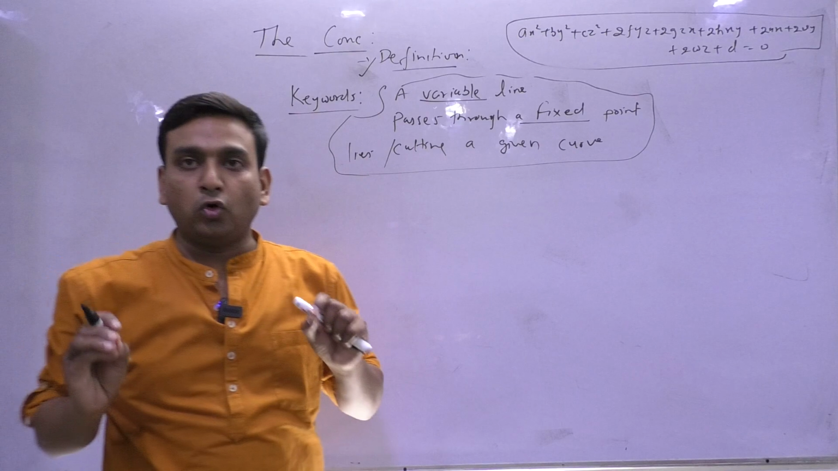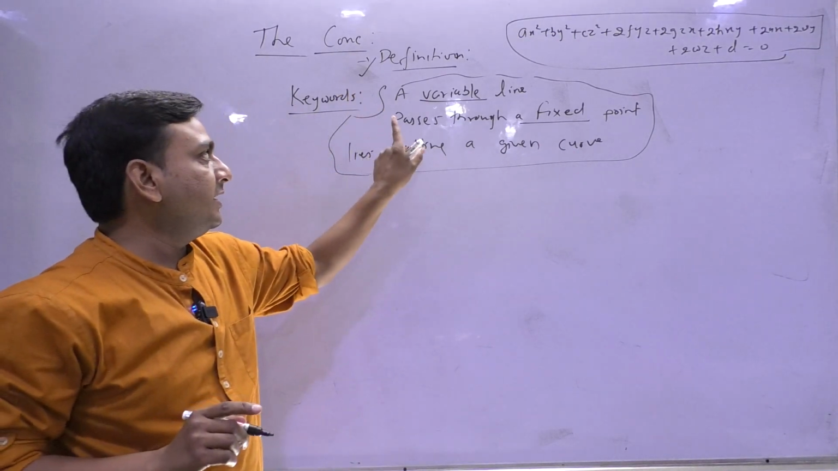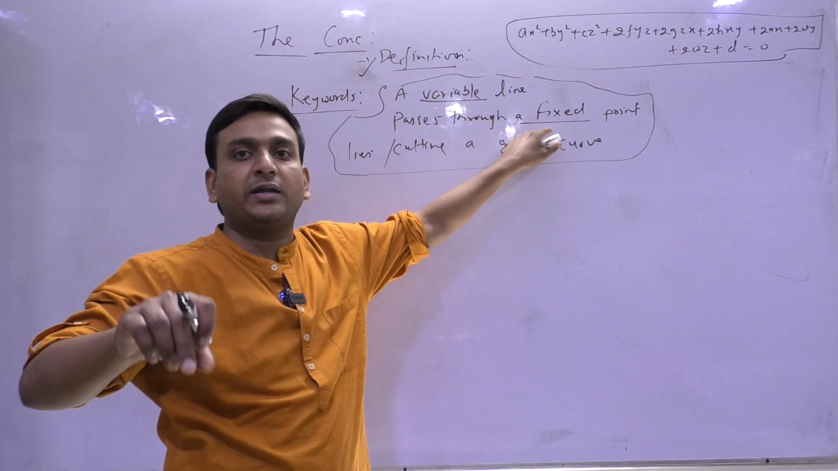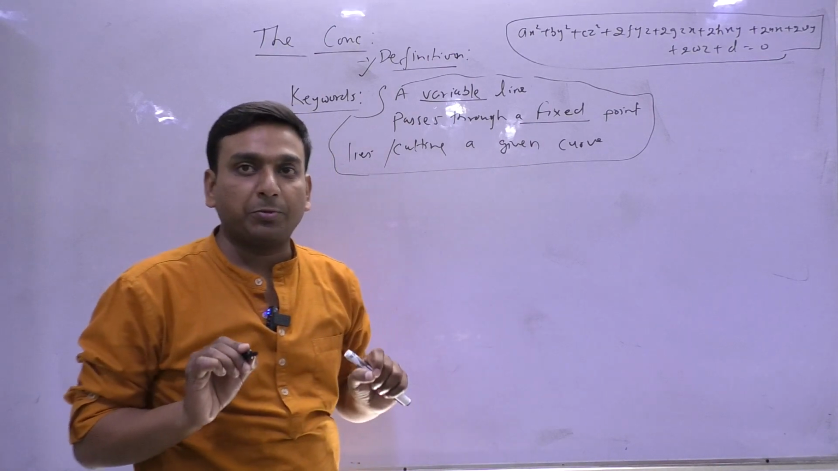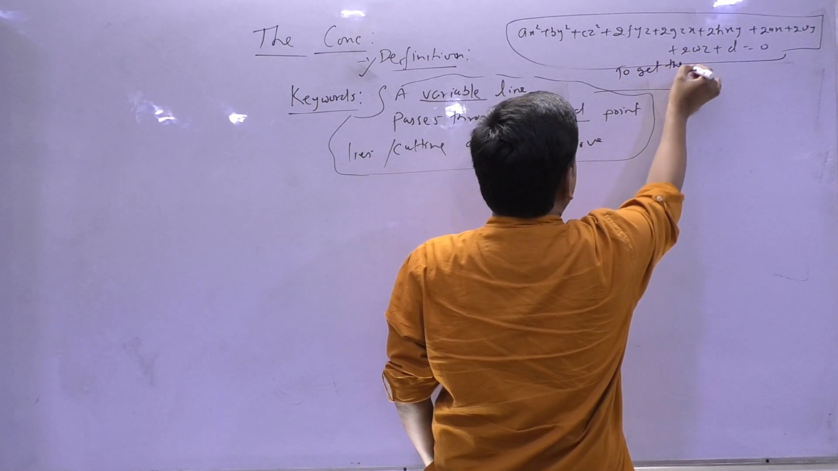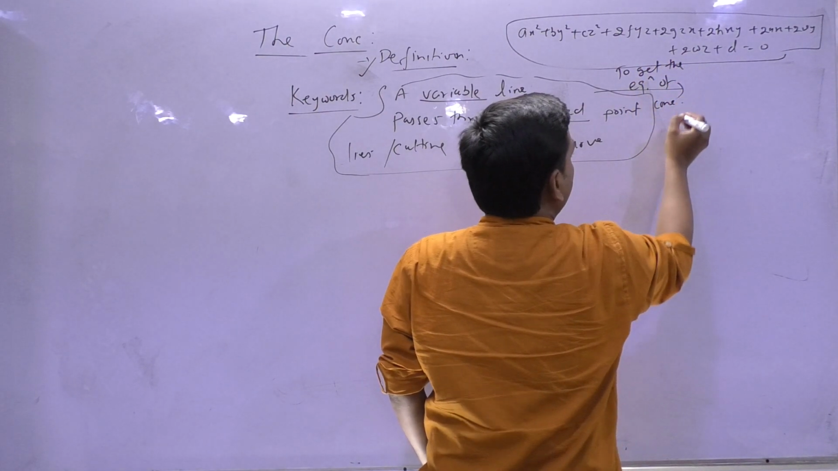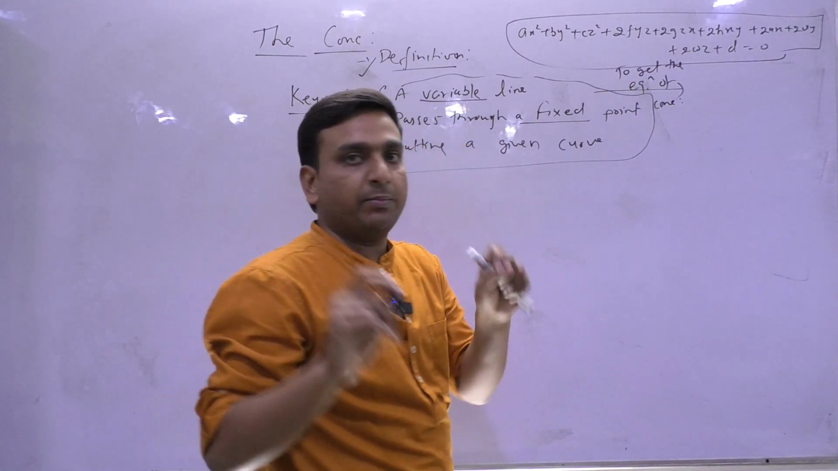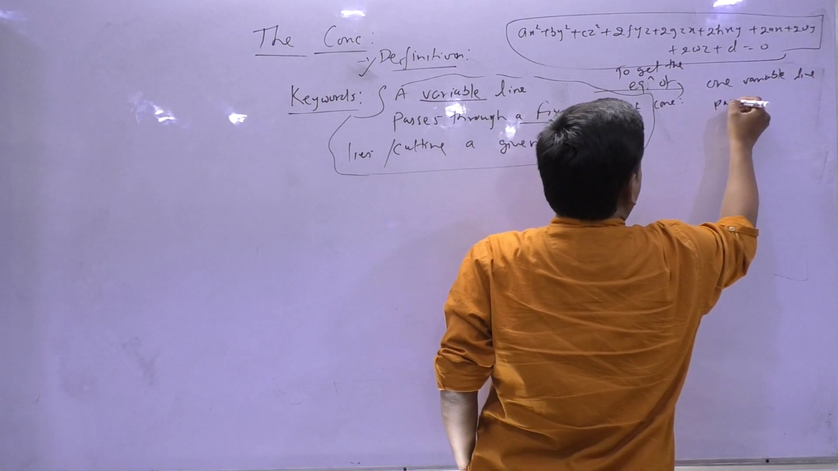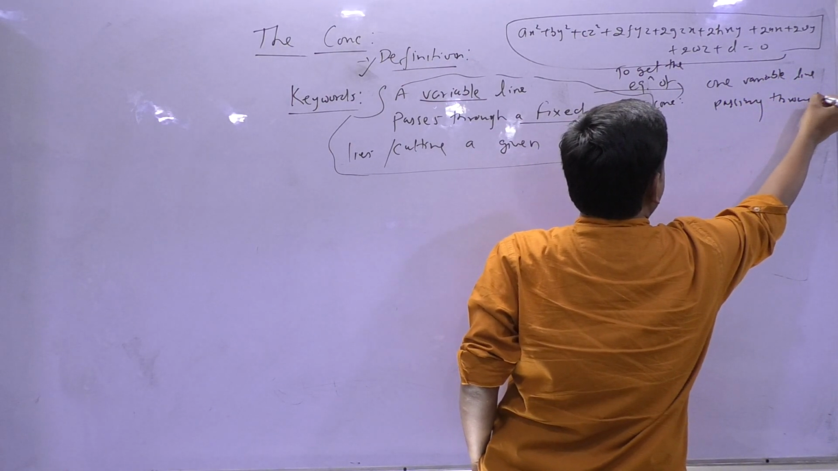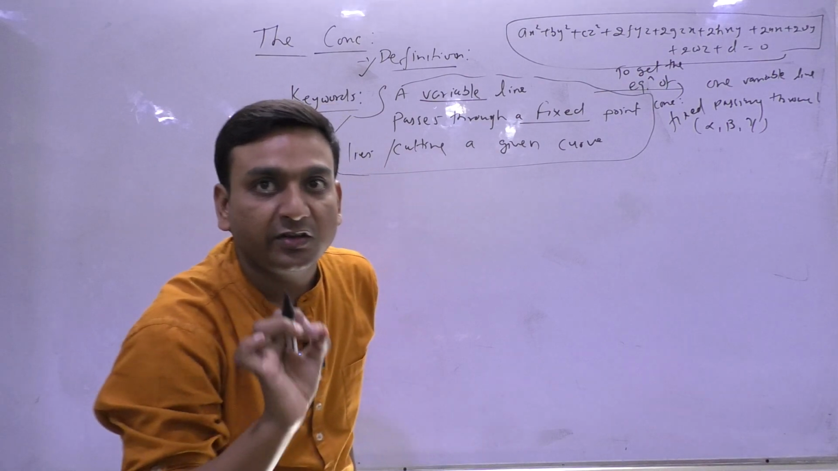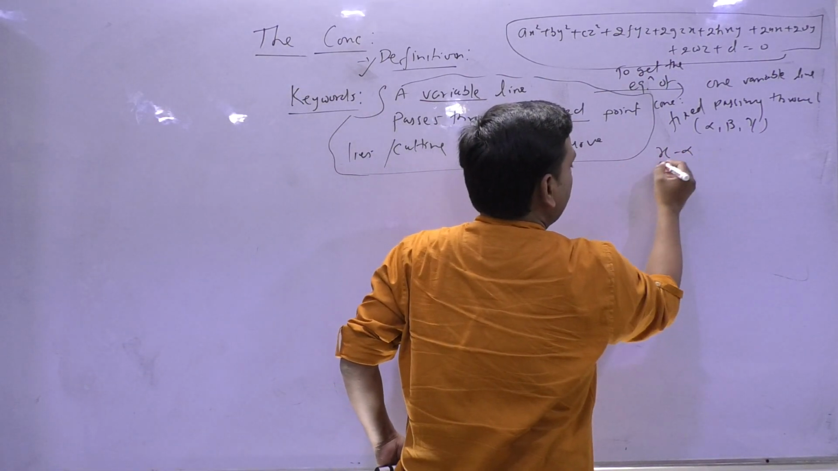What it says is that a cone is a surface generated by a variable line, that line which is passing through a fixed point and lies on a given curve. Means to get the equation of the cone, what will we have, dear? One variable line. One variable line passing through the point alpha, beta, gamma, and that point is fixed. So means we will have a line.